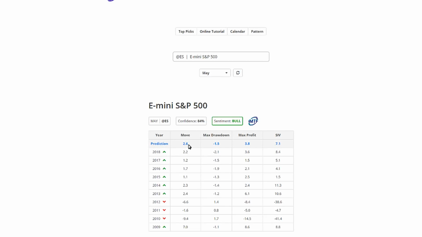Notice one thing. The average move is 2.6% bullish. However, it does go for a 1.5% drawdown. That means your reward risk is about 1 to 1. And you'll notice this SIV value is below 10. That means it's not a good, high probability trending month at all. That means you have to be very cautious. Reason why is you could go for drawdown before it actually sits there and goes bullish.